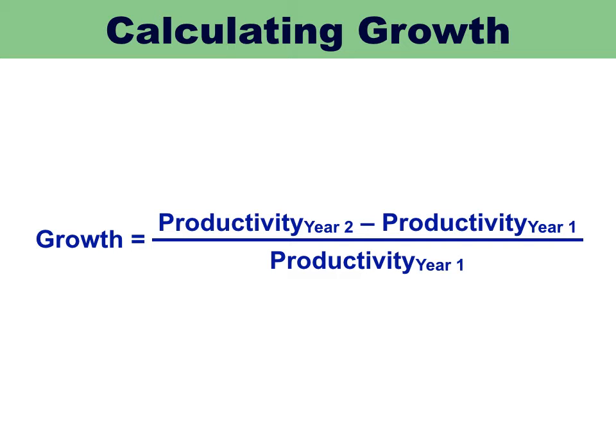If we want to calculate growth, we are going to take the productivity from year 2, subtract the productivity from year 1, and then divide it by productivity from year 1. Notice that when I talk about growth, I am not talking about growth in production. I am talking about growth in productivity. Because I don't really care if we have more goods or services. I care, as an economist, whether or not we have more goods and services per person. That is far more important.